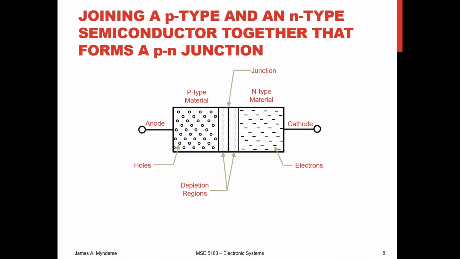We have this region that falls between them that we call the depletion region. And so we call one side the anode and one side the cathode. And hopefully you look at this and you say, aha, I've seen this sort of thing before.